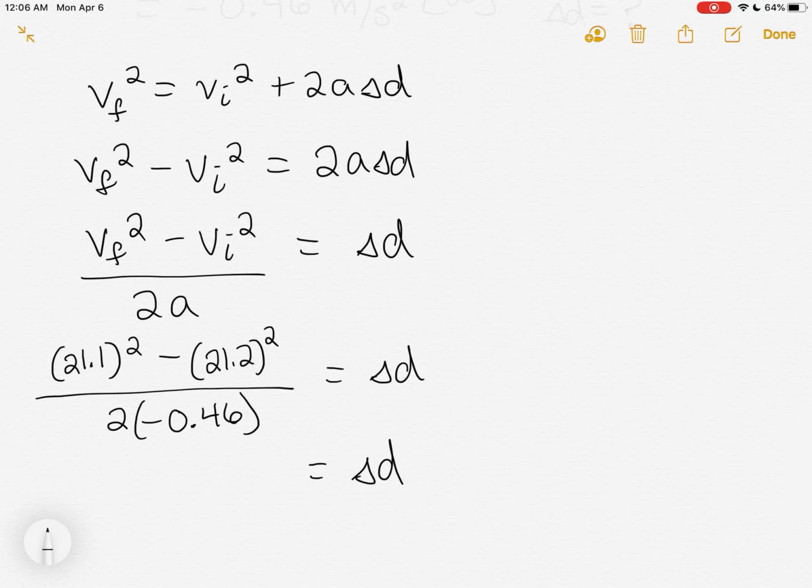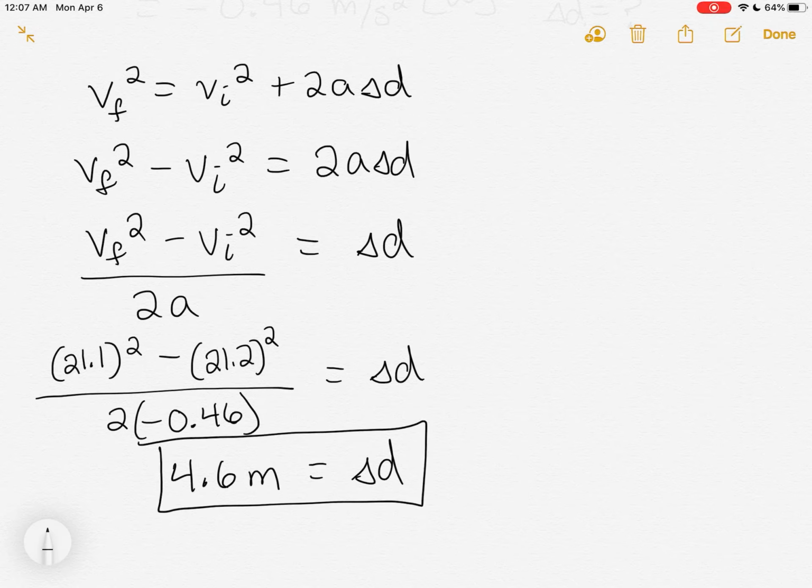So we're just going to do the math there. 21.1 squared minus our 21.2 squared divided by 2 times our acceleration. So we're getting 4.6 meters. Okay, so in this new instance, our puck is only going to travel about 5 meters rather than traveling 58.5 meters. Okay, so that's practice problem number 4.